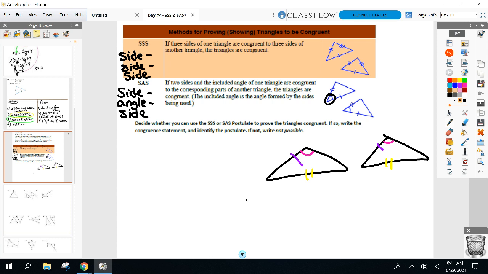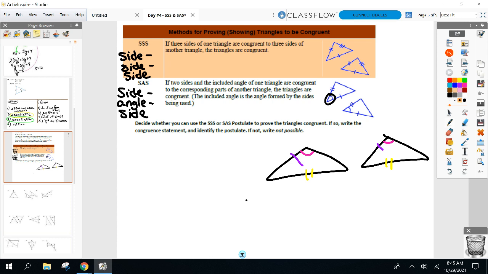Those triangles are not congruent. Do you see why it's not side angle side? These 2 angles are not in between the congruent sides. They need to be in between. That's why the A is purposely in between the 2 sides. Okay? If it's not, there is no method there. Don't try to create your own method.